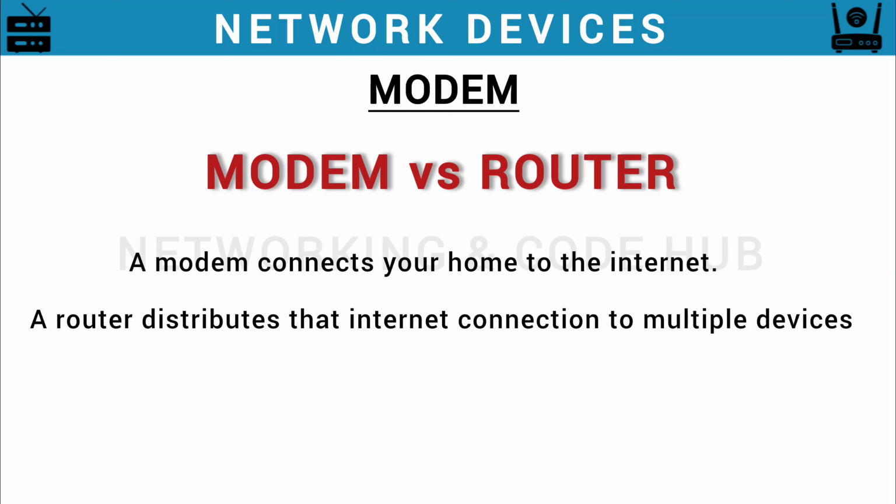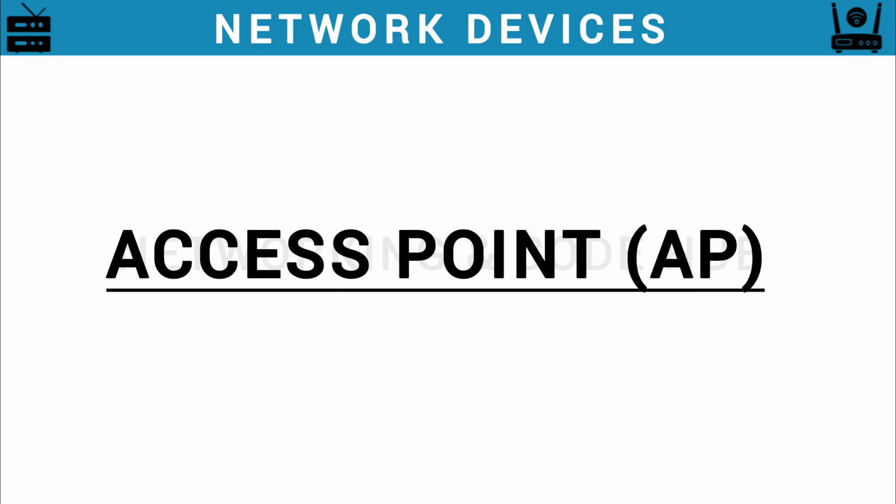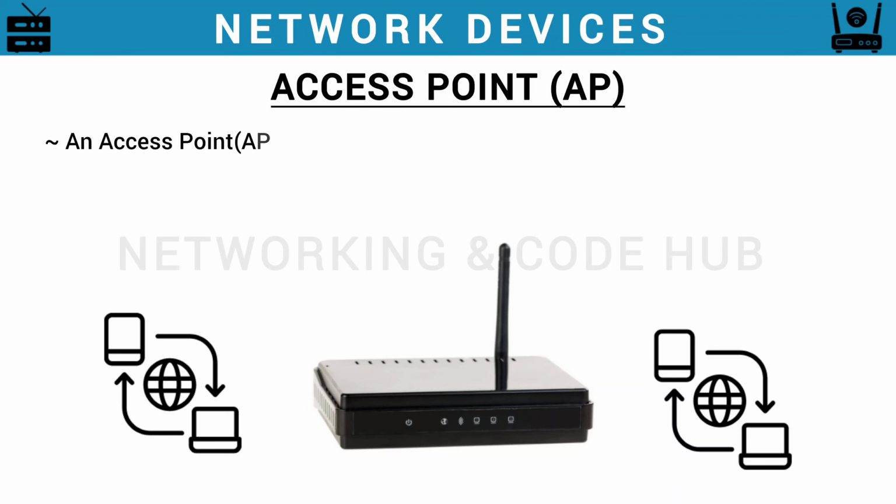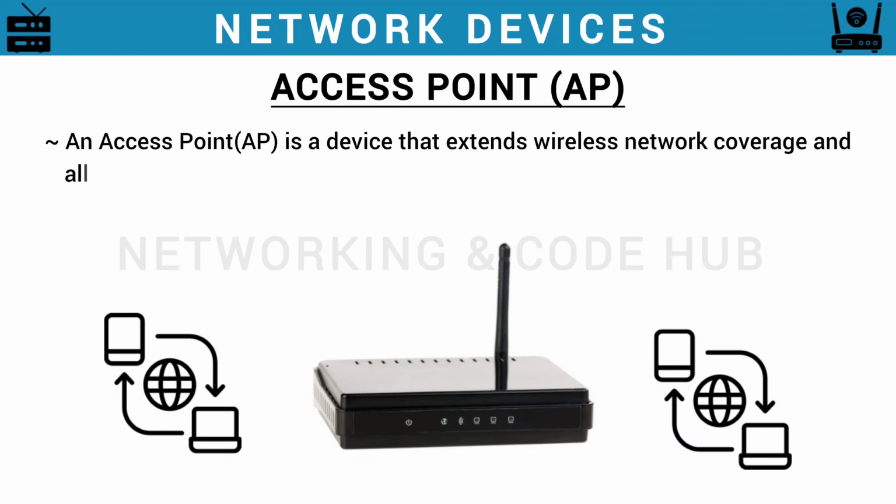Let's move on to another network device, the access point. An access point is a device that extends wireless network coverage and allows more devices to connect to Wi-Fi. An access point is a device that helps extend a Wi-Fi network. If you have weak Wi-Fi signals in some areas of your home or office, an access point can fix that by creating a stronger wireless network.